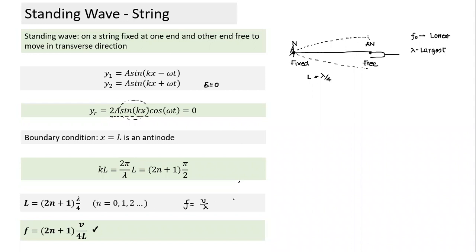In one case, fixed at both ends, f was equal to nv by 2L. In case of one end free, one end fixed, f is equal to 2n plus 1 times v by 4L. What does 2n plus 1 indicate? This number has to always be an odd number. So the 2L becomes 4L here. Why does the wavelength become 1/4 here? If you understand this figure, the wavelength becomes equal to 4L.